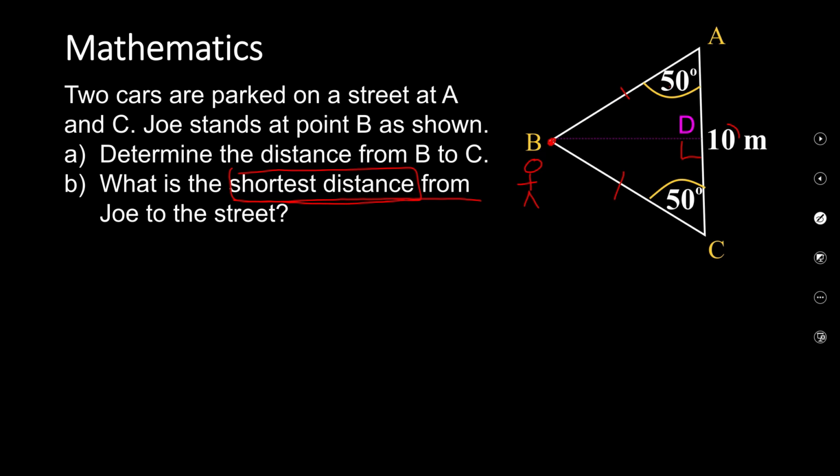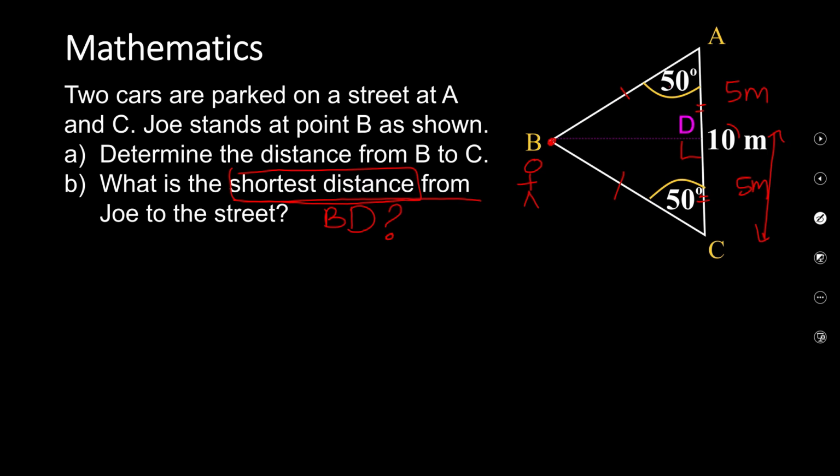So this half will be 5 meters exactly, and this half from A to D will be 5 meters as well. So AD is 5 meters and DC is 5 meters. Both of these are 5 meters. Now let's go back to the question again. What is the shortest distance from Joe to the street? So what they want us to find is the length of BD.